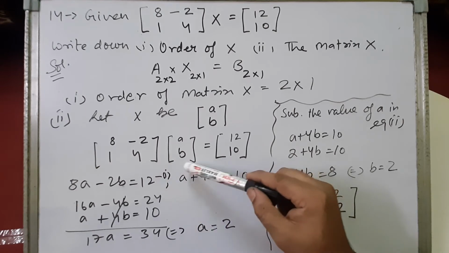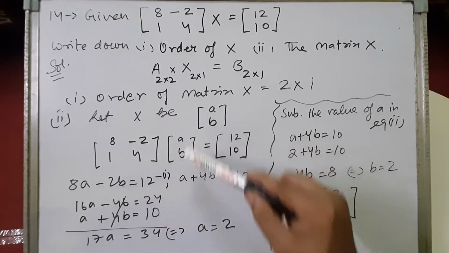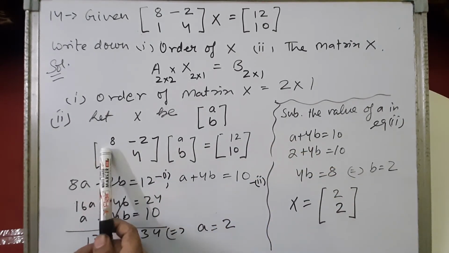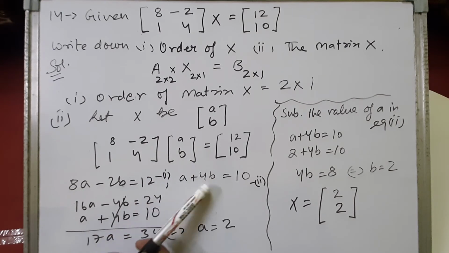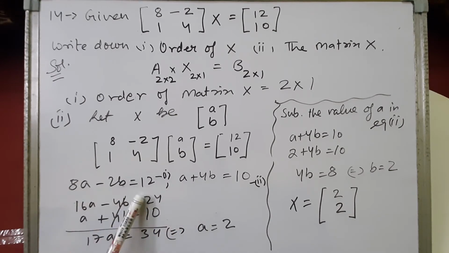Now when we multiply these two matrices, this row and this column get multiplied. So 8 into A, 8A minus 2B, and we can equate it to 12. So this becomes the first equation, 8A minus 2B equals 12. And the second equation will be 1 into A and 4 into B, A plus 4B equals 10. Right. Now here you can see we have 2B, here we have 4B. So we'll multiply the first equation by 2. So we get 16A minus 4B equals 24, and A plus 4B equals 10.